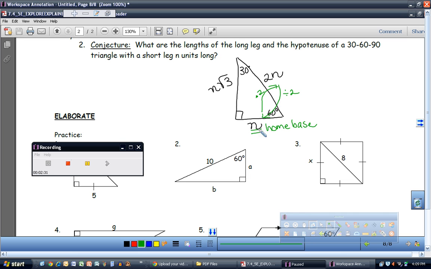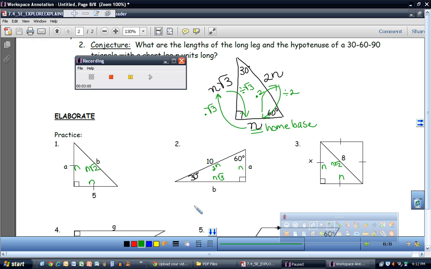If you're going from the short leg to the long leg, you're going to be multiplying by the square root of 3. If you're going from the long leg to the short leg, you're just going to be dividing by the square root of 3. So if you always go back and forth to home base before figuring out the other sides, you'll have a good process to follow. Stop the video here and get this down, and then we're going to solve some problems.